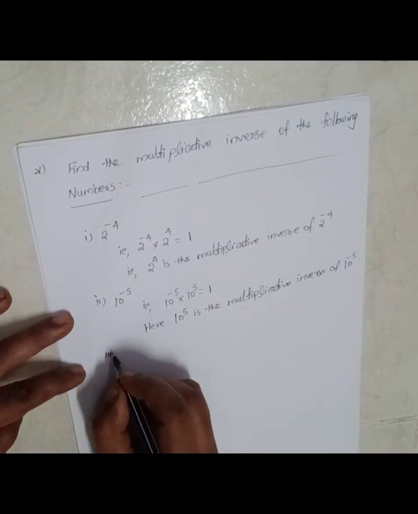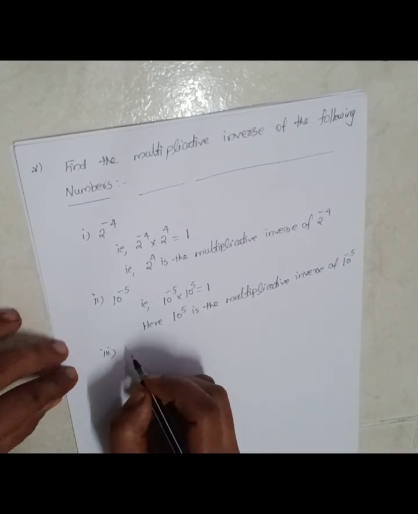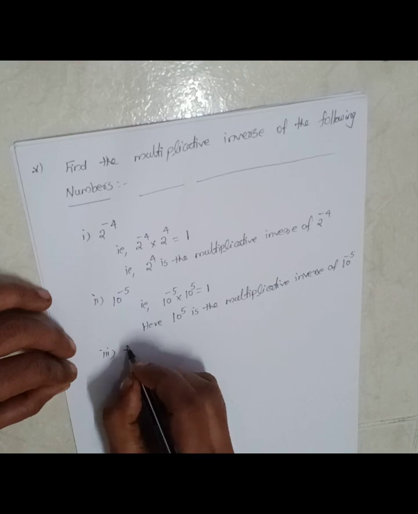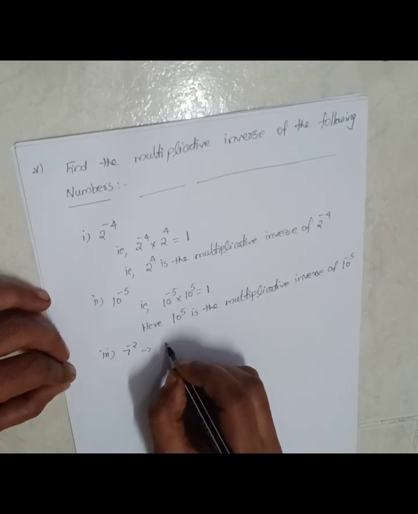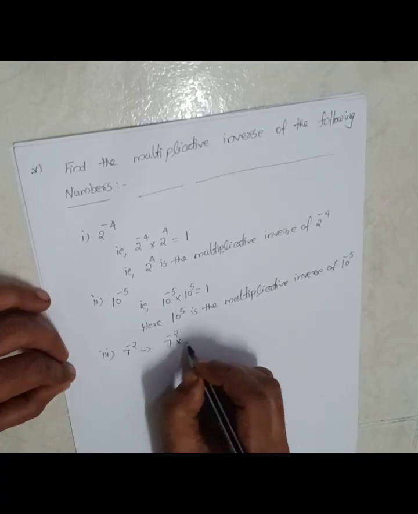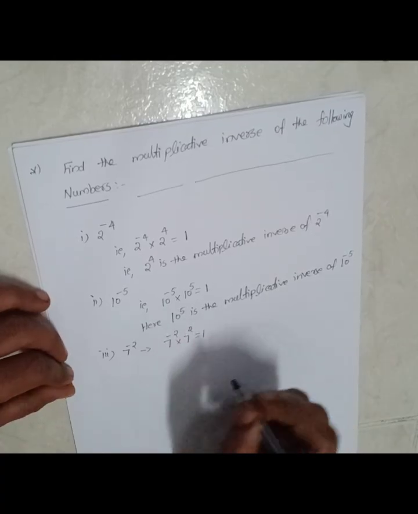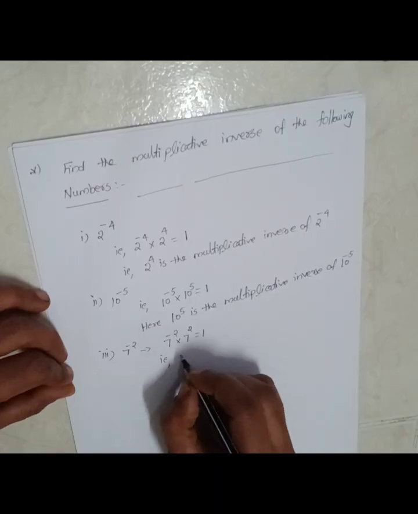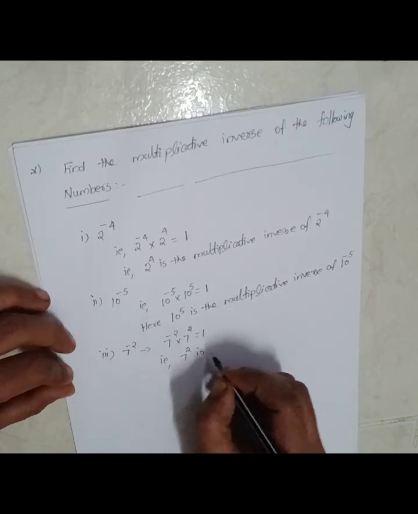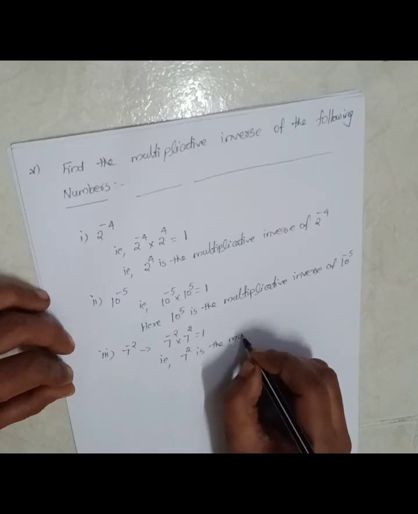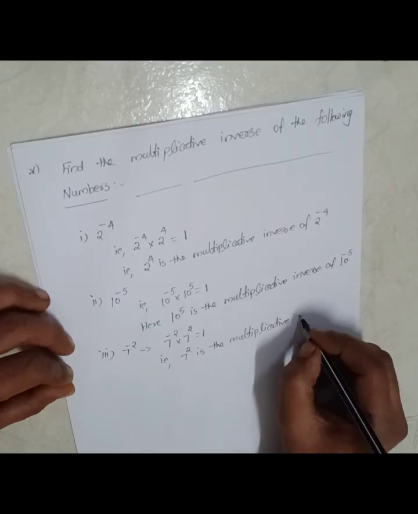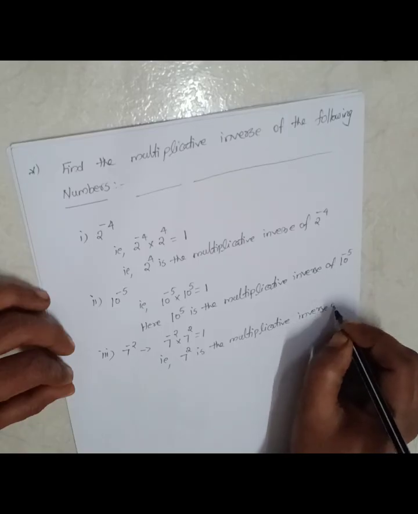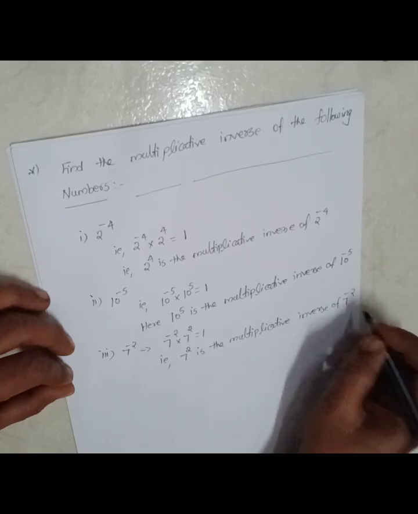Next question. Find the multiplicative inverse of 7 raised to minus 2. Here 7 raised to minus 2 into 7 squared is equal to 1. That is, 7 squared is the multiplicative inverse of 7 raised to minus 2.